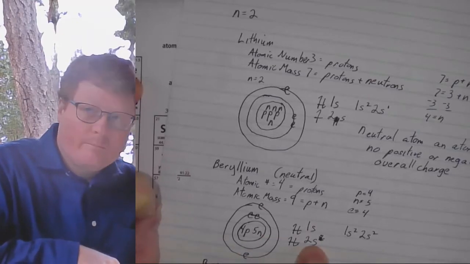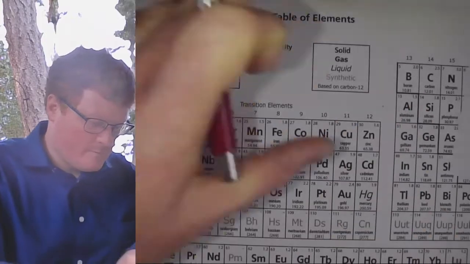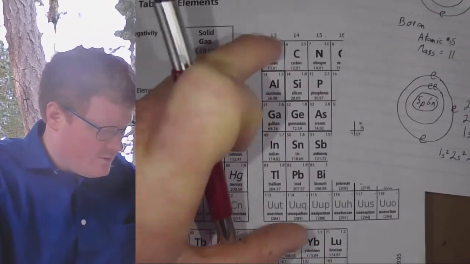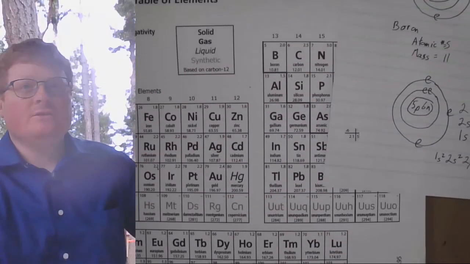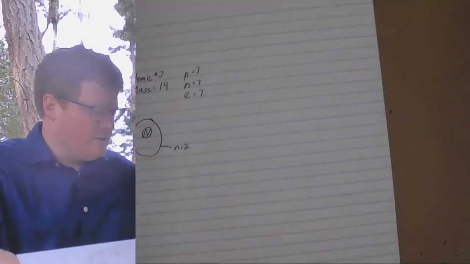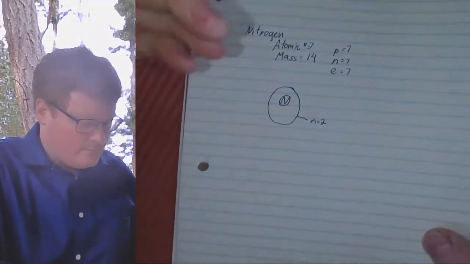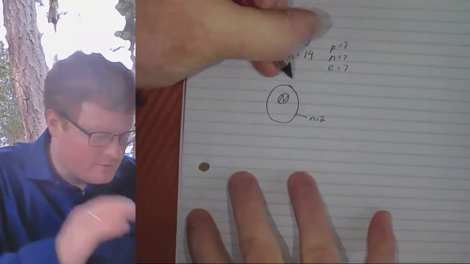There was 1 electron in lithium. 2 electrons in beryllium. 1, 2, 3 in boron. 4, 5. As you go over, you just count. That's how many electrons are going to be in the outer shell, and that's going to relate to the valence principle. So, nitrogen, I have 5 electrons in the outer shell.